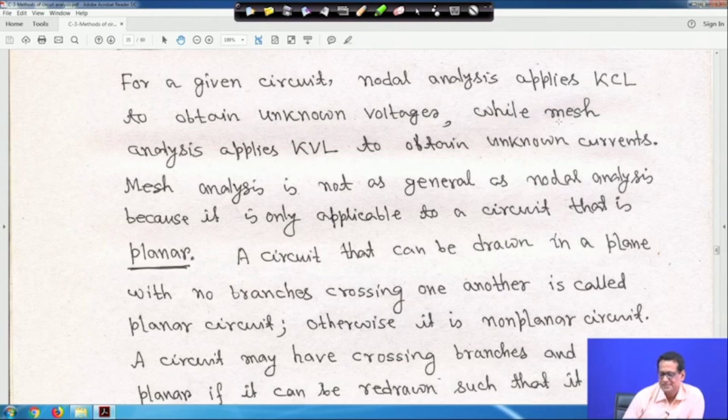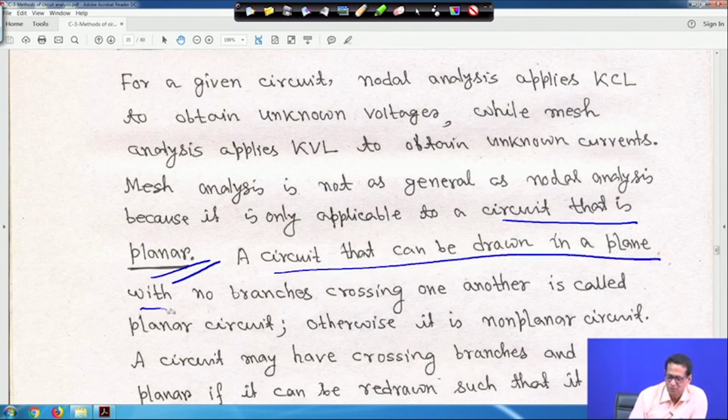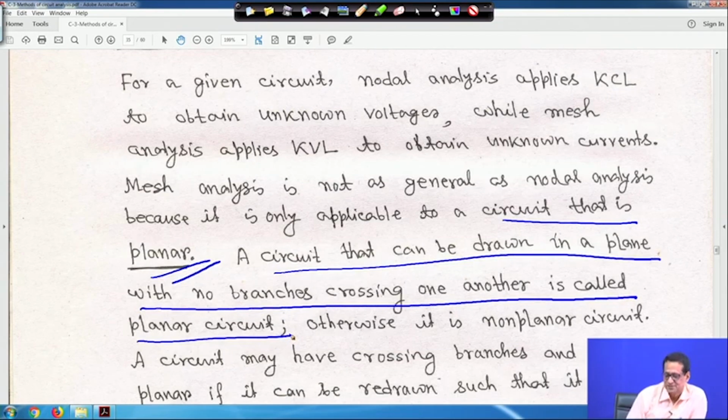Mesh analysis is not as general as nodal analysis, because it is only applicable to a planar circuit, right. A circuit that can be drawn in a plane with no branches crossing one another is called a planar circuit. Otherwise, it is a non-planar circuit, and you cannot apply mesh analysis, right.